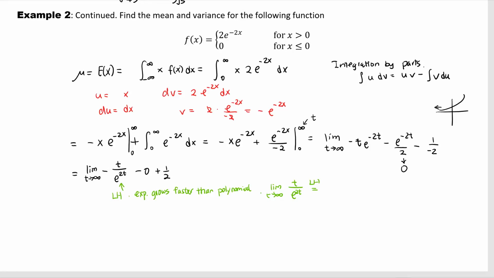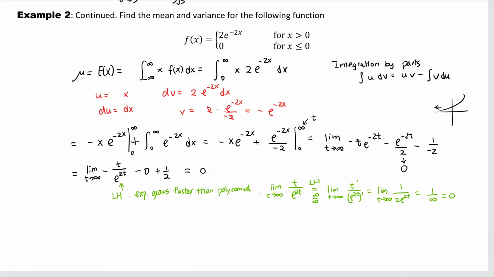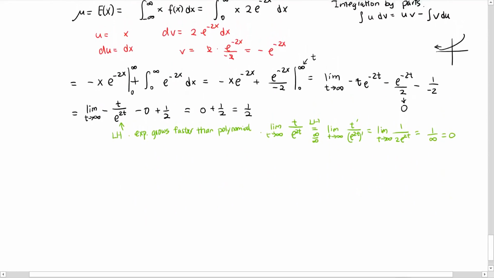If you use L'Hopital's rule, because it's infinity over infinity, you can use L'Hopital's rule. This is a formal proof. You take the derivative of the numerator and denominator. The derivative of the numerator is 1, and the derivative of the denominator is 2 e to the 2t. So when t goes to infinity, 1 over infinity is 0. Okay, so that's why we come back. This is 0 plus 1/2, so it's 1/2. The mean is 1/2.